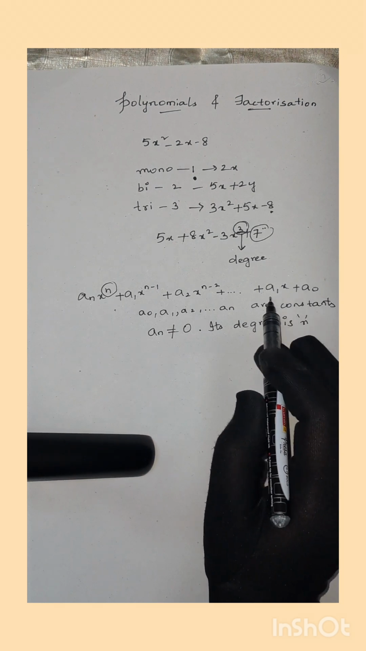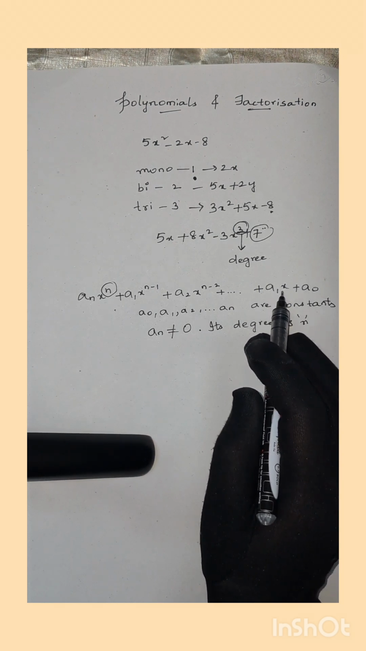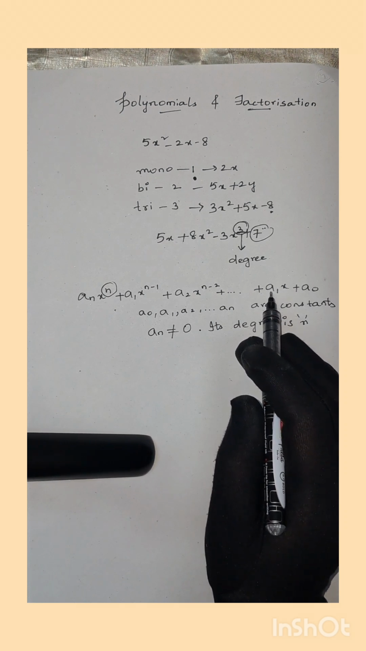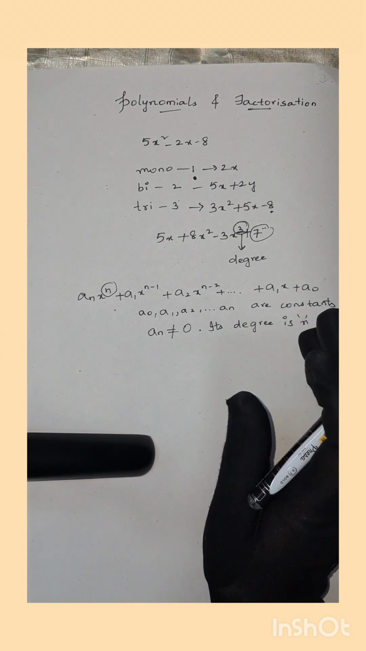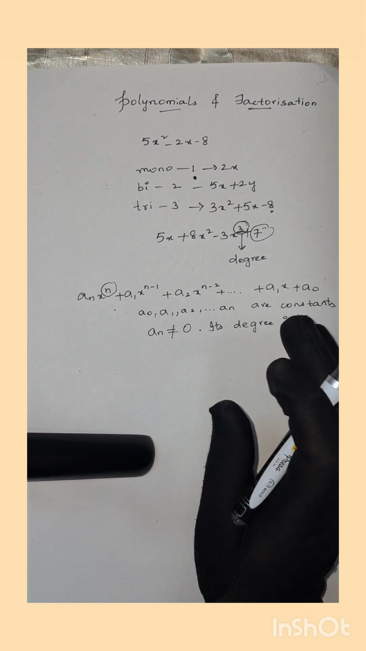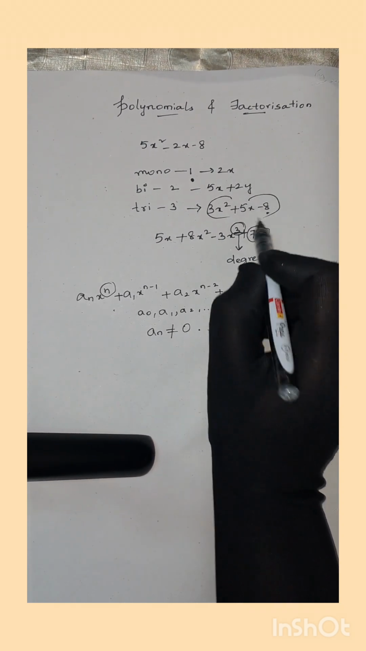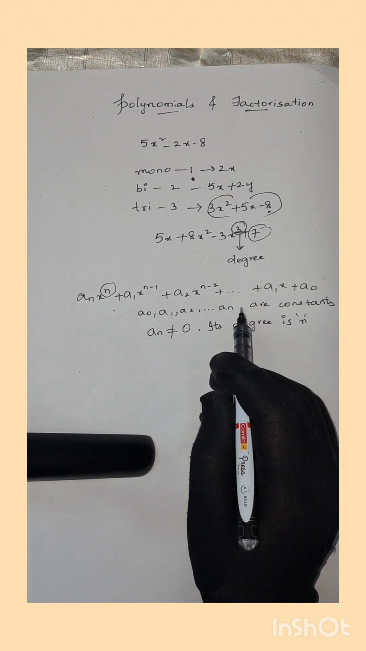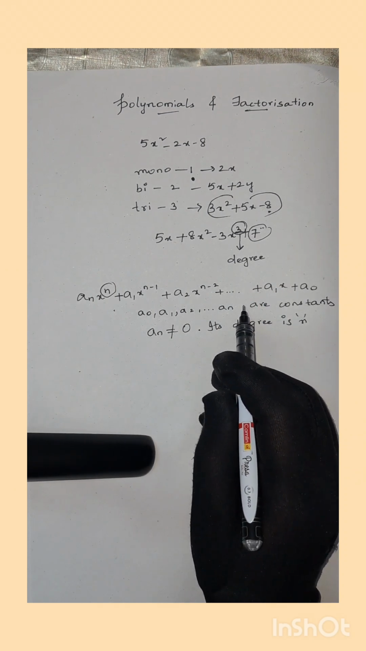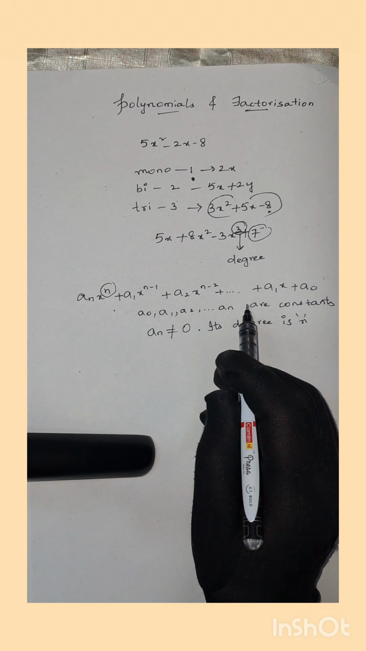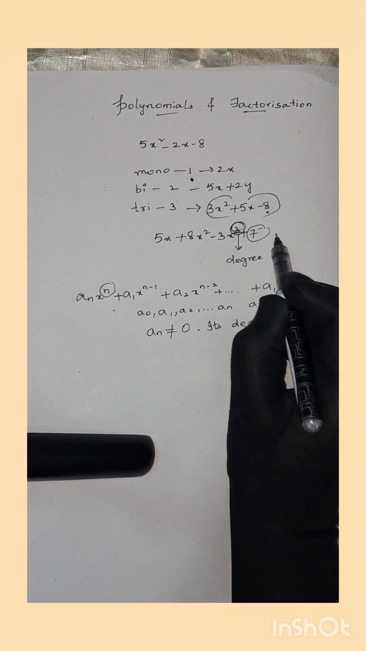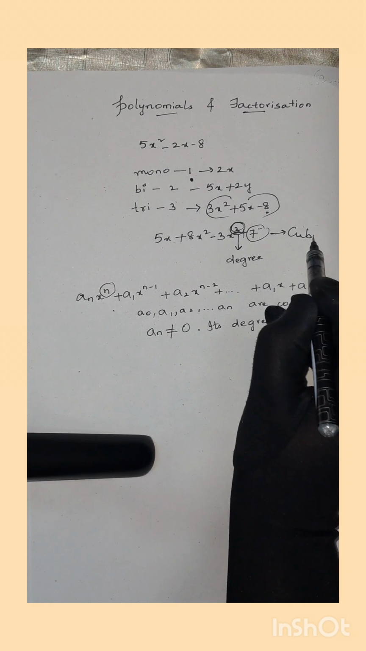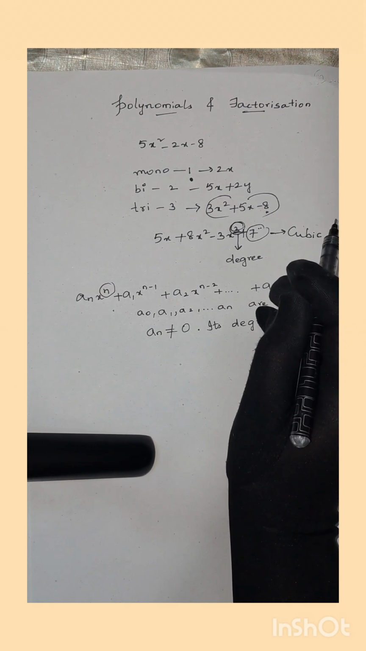Polynomials are again classified based on their degree, which I already explained. For example, if the equation is of degree 2, this is nothing but a quadratic polynomial. A polynomial with degree 1 is a linear polynomial. If we have degree 3, this is nothing but your cubic polynomial.